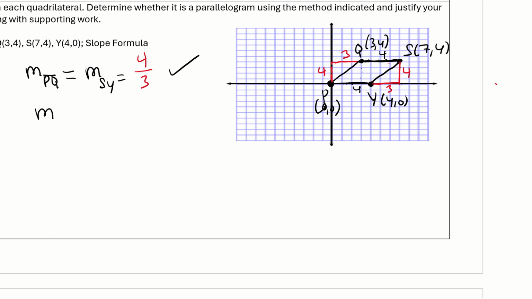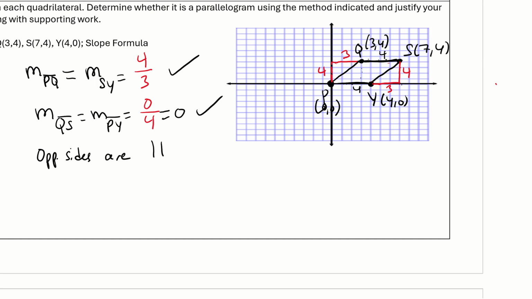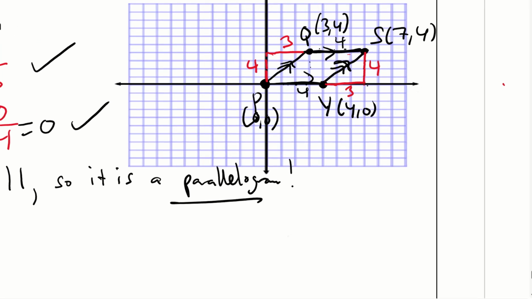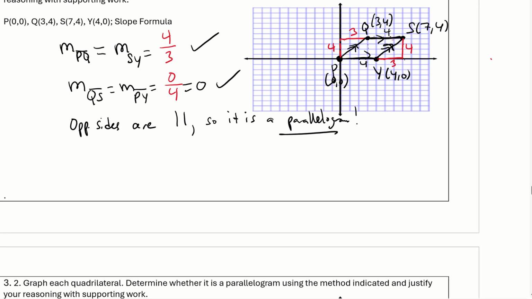So the slope for QS is the same as the slope for PY, which is the rise is 0 because it doesn't go up at all. It just goes to the right, and the run is 4. 0 divided by 4 is 0. So they're both the same. So therefore, opposite sides are parallel. So it is a parallelogram. Okay, so therefore this is parallel, and then these are parallel. Okay, so that's how you do the slope method.